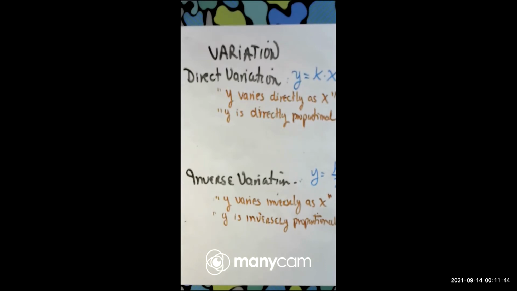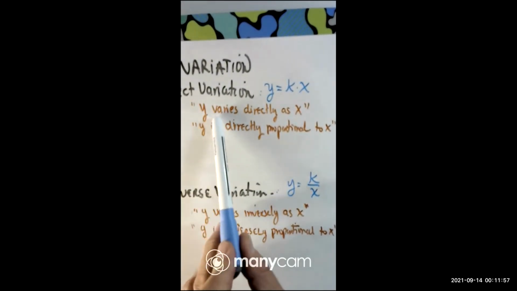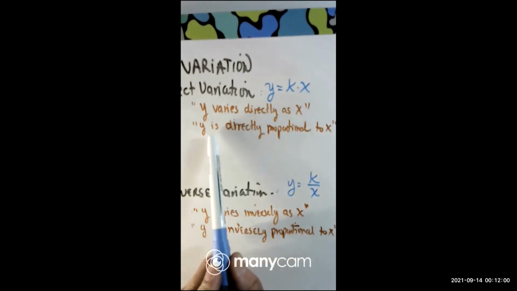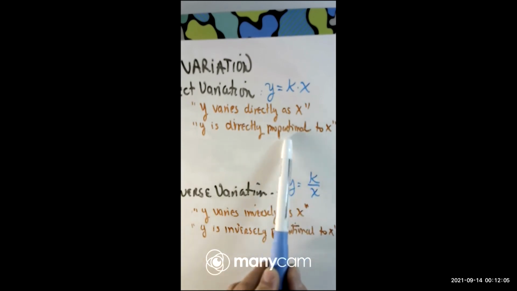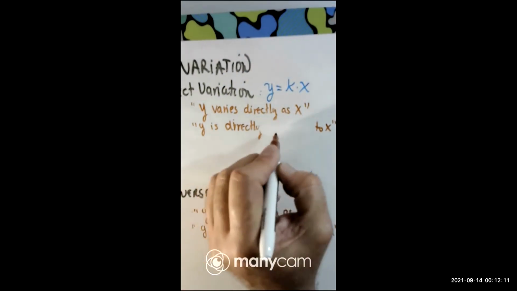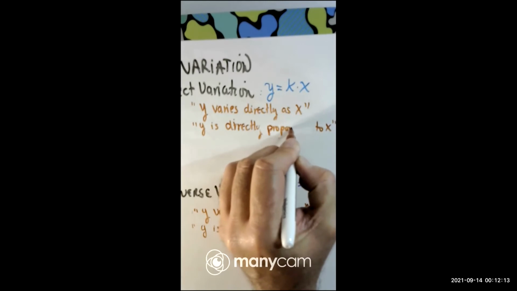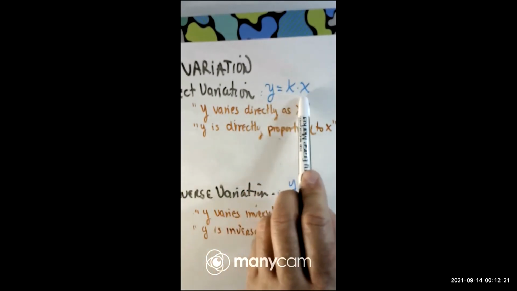Let's try the last two applications we're going to discuss. It's variation. Within variation, we're going to study two types: direct variation and inverse variation. The keywords will be as follows: direct variation, y varies directly as x. You might also read y is directly proportional to x. You should read the word proportional. And what is the formula? y equals k times x.